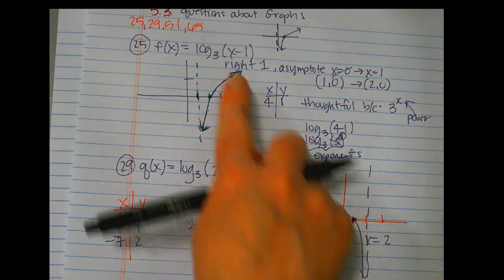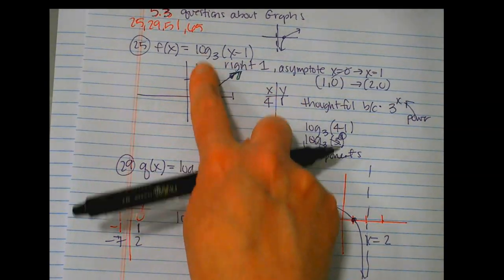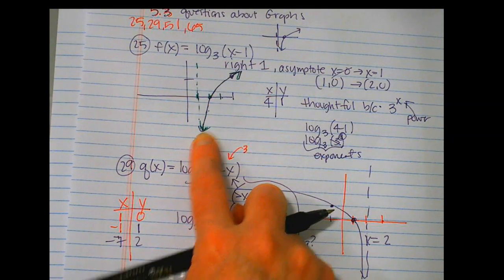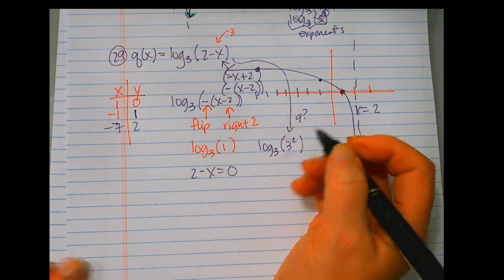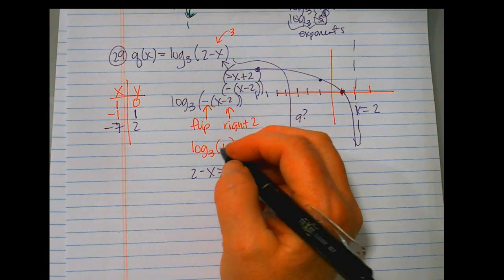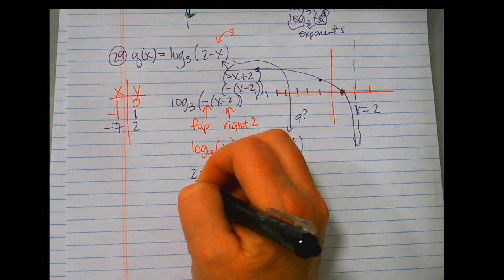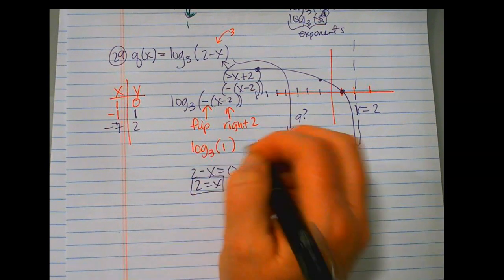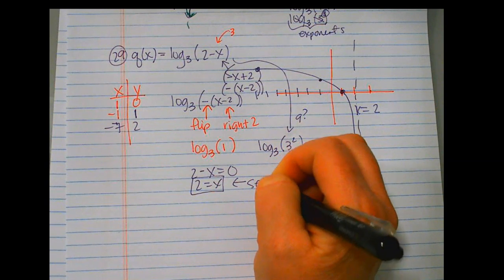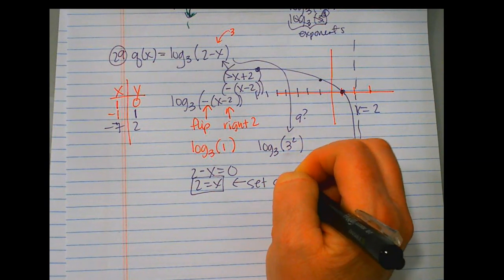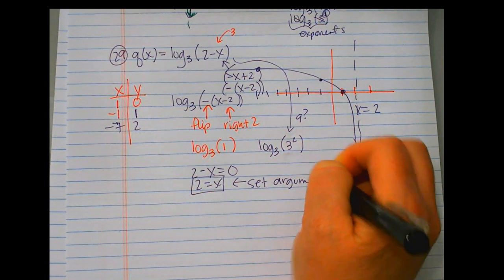See how this was x equals positive 1? That was the asymptote here. It comes from this argument. This, if you said 2 minus x equals 0 and solve that equation, if you move x to the other side, you have 2 equals x. That's the asymptote. So it comes from the argument. Set argument equal to 0.